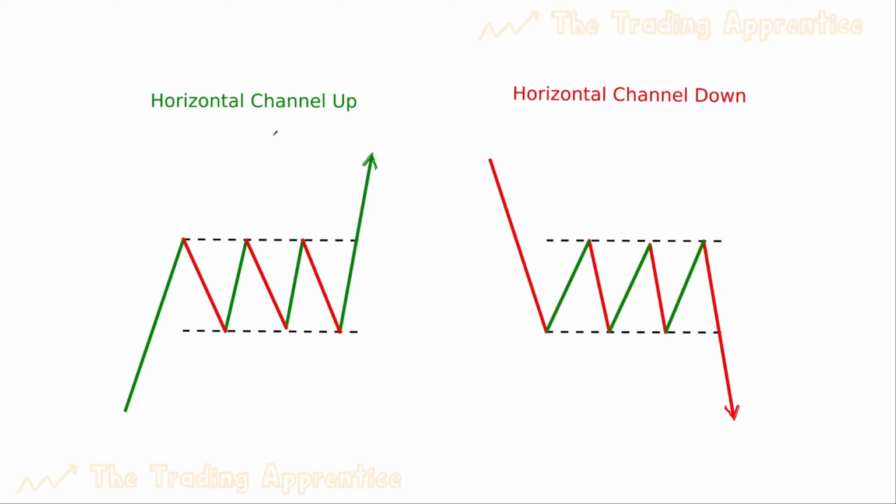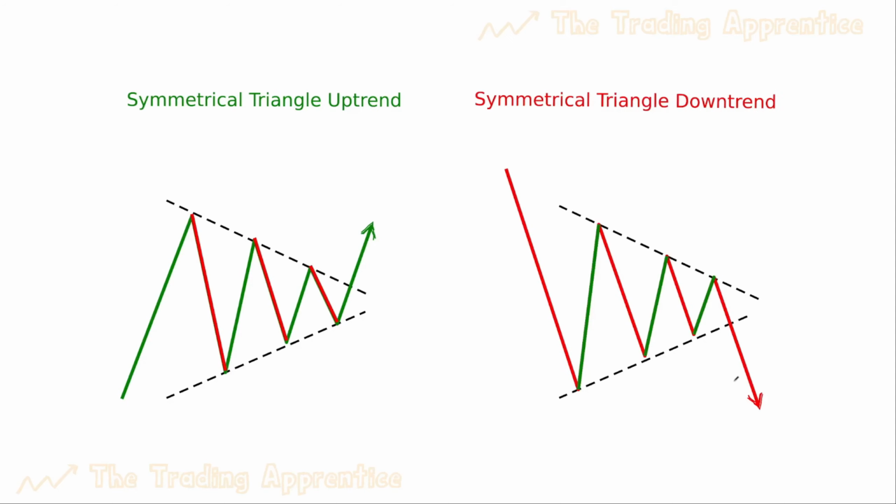Here the horizontal channel, again coming from an uptrend, consolidation phase, forming a channel and continuing with the uptrend. The same here, but only coming from a downtrend, rejection here at this price level, rejection here, forming a channel and eventually continuing the bearish movement.